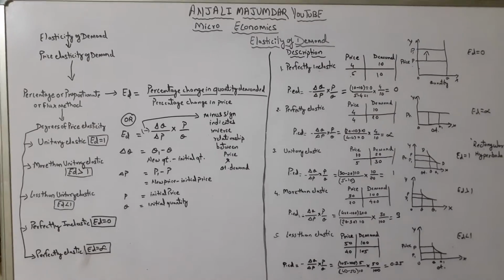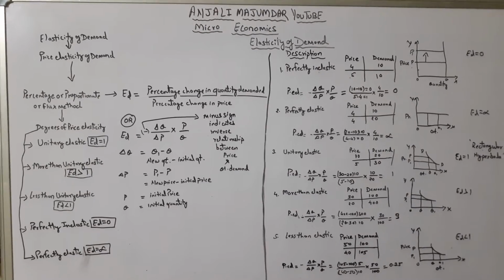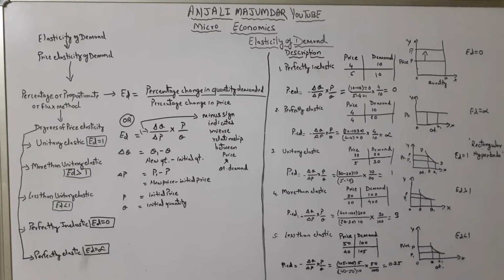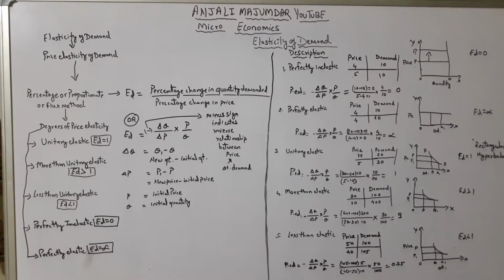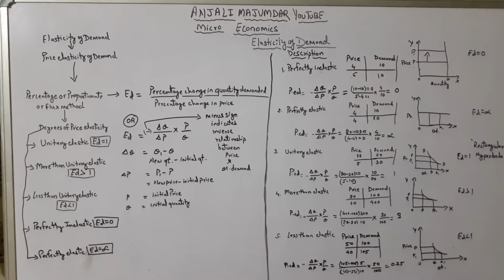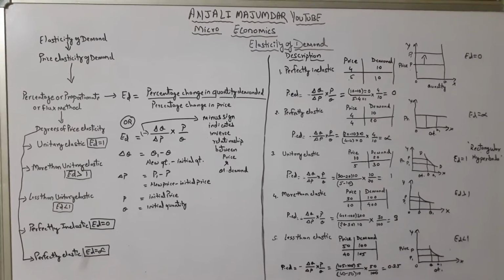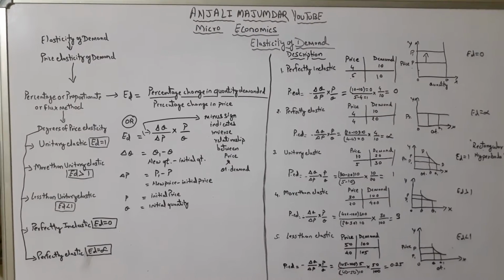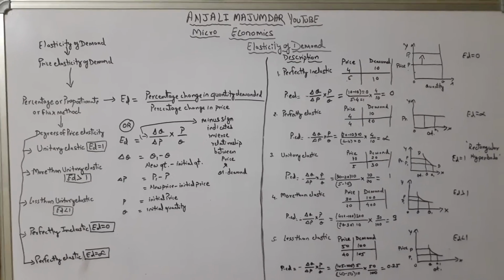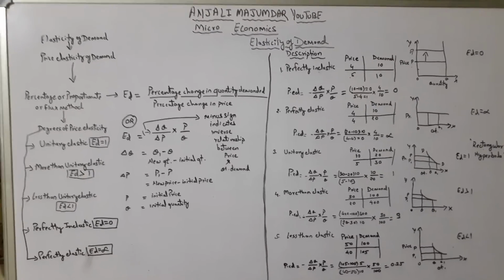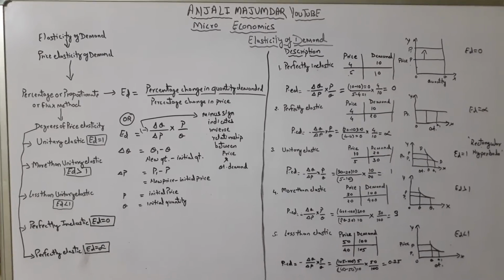The formula is ED. This ED represents E for elasticity and D for demand. So the formula is percentage change in quantity demanded divided by percentage change in price. Or there is another alternative formula for this, ED. Here you remember I have put a minus sign in the bracket, and that minus sign indicates the inverse relationship between price and quantity demanded. This minus is not mathematical, it does not have any work mathematically, but it is actually reminding you that the relationship between price and demand is always negative.